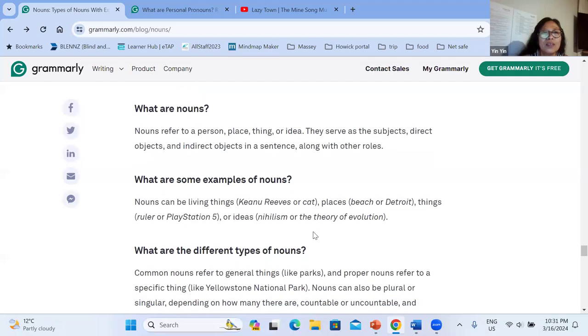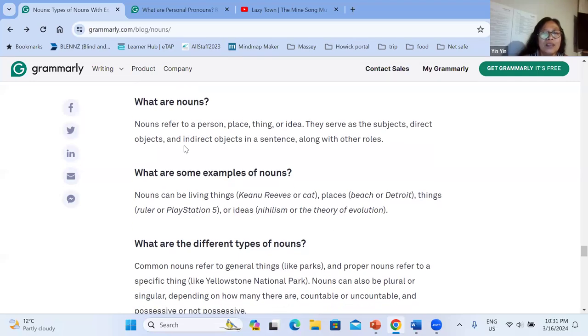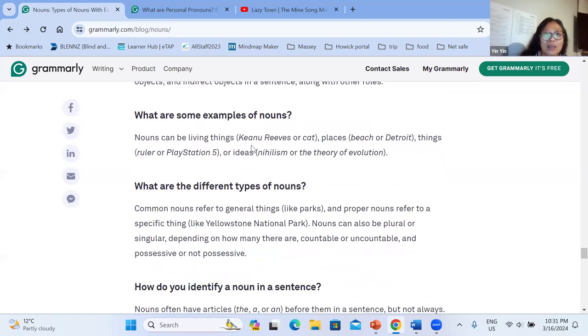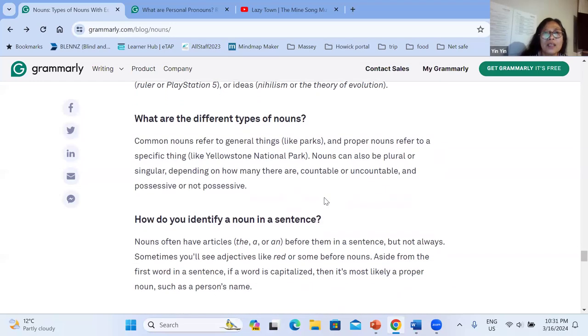Now, FAQs, frequently asked questions. What are nouns? Nouns are a person, place, thing, or idea. They can be the subject, direct object, or indirect object in a sentence, along with other roles. An example of a noun is Keanu Reeves. I like him. There are different types of nouns: common nouns and proper nouns, which are specific things. Nouns can also be plural or singular, countable, or possessive.